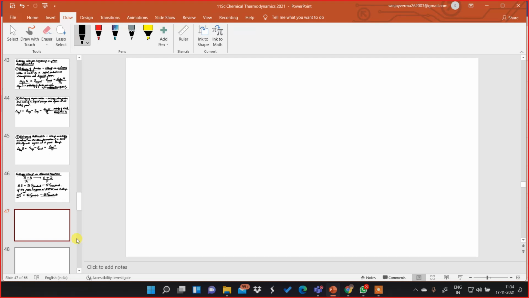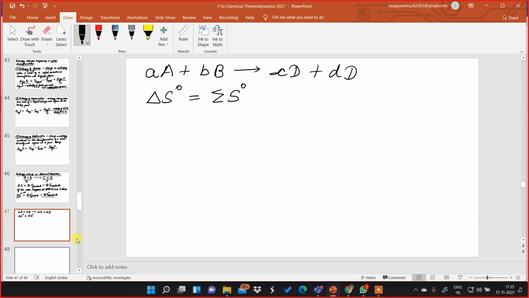Say we have a chemical reaction where the stoichiometric coefficient is small a, reactant capital A, small b, capital B, giving small c, capital C, plus small d, capital D. If you consider this reaction, then at standard conditions, you can write delta S naught is equal to the sum of the standard entropy of the products minus the sum of the standard entropy of the reactants.